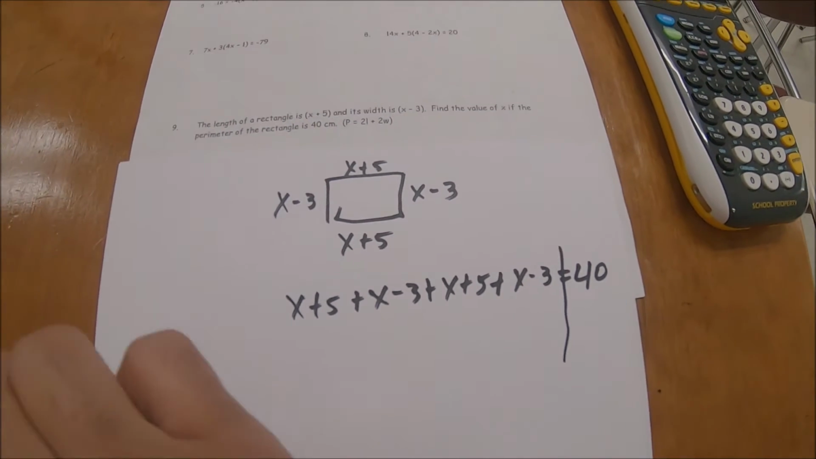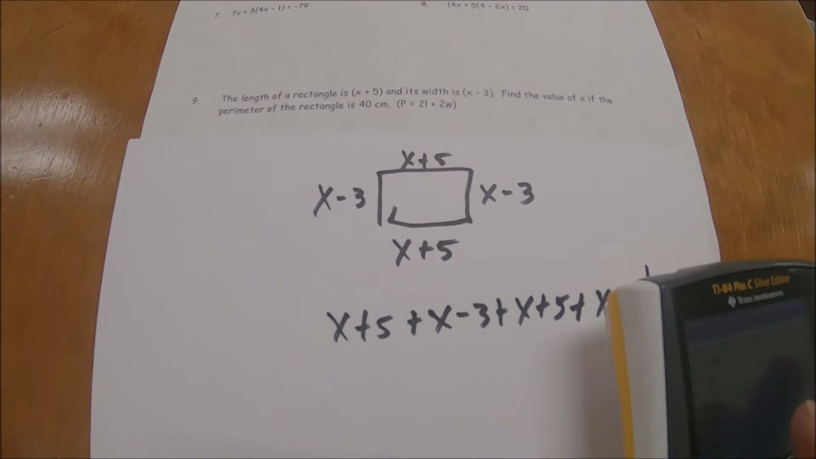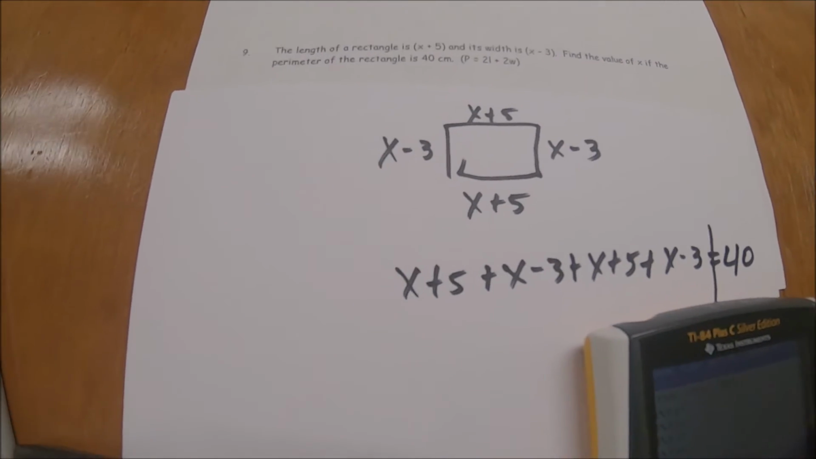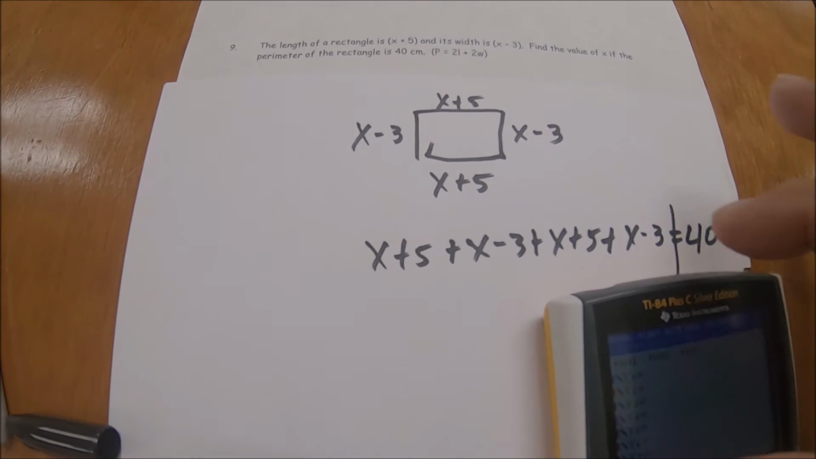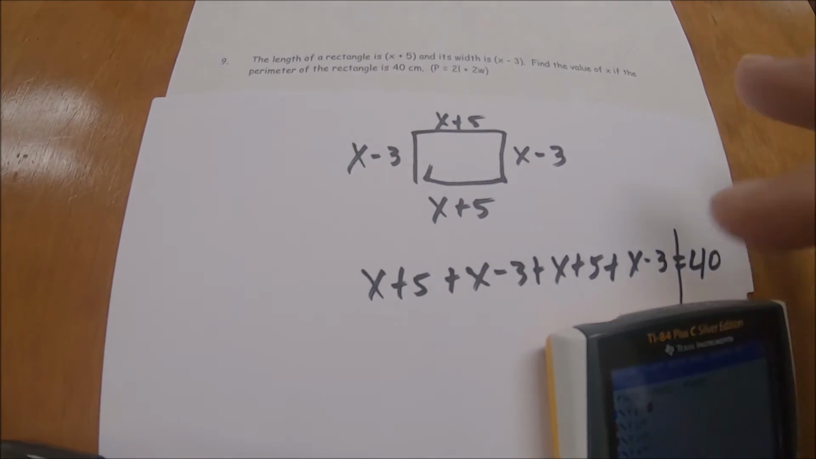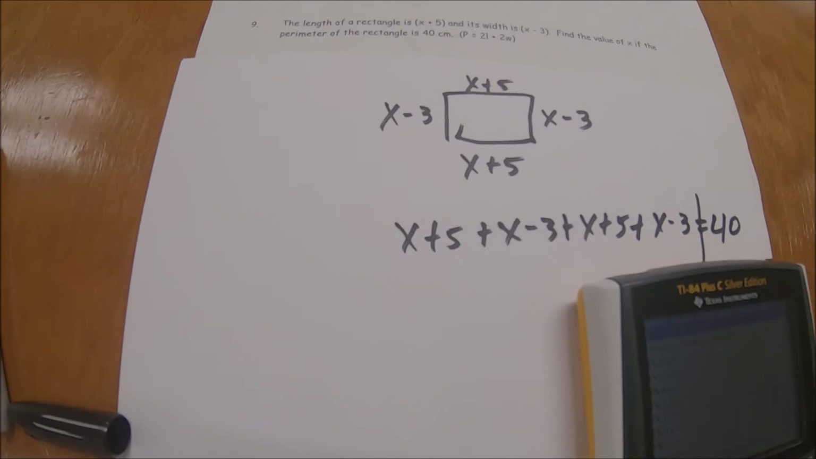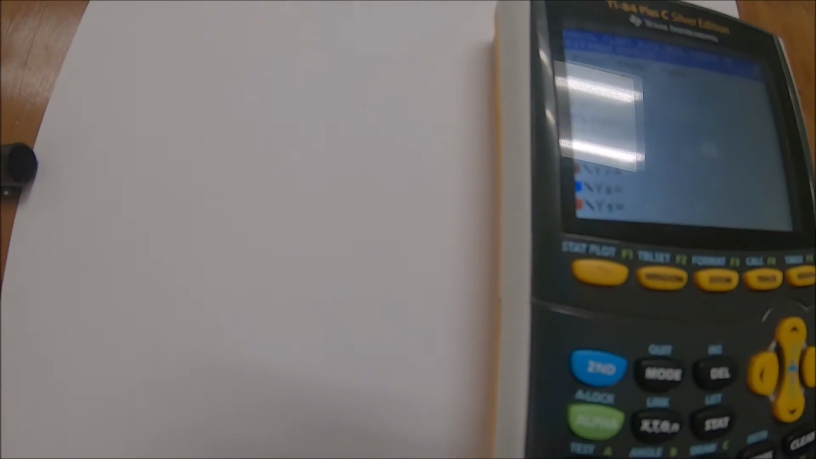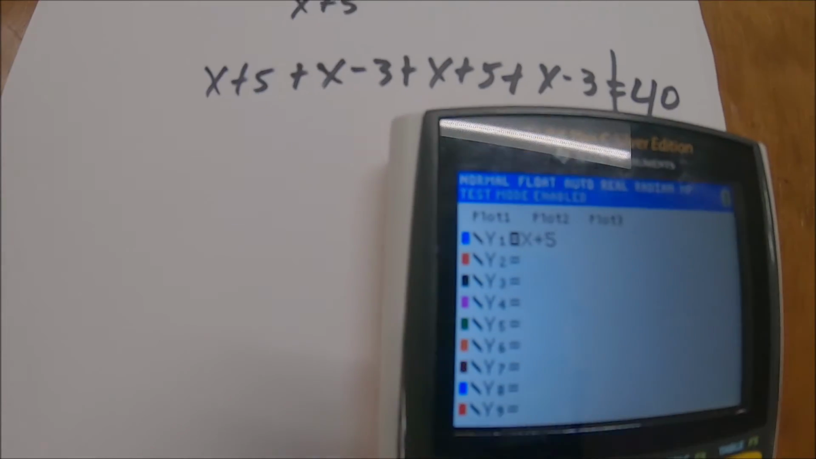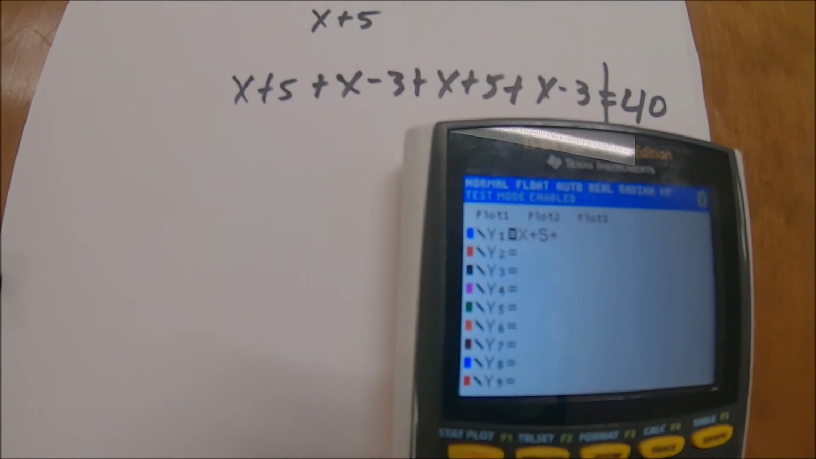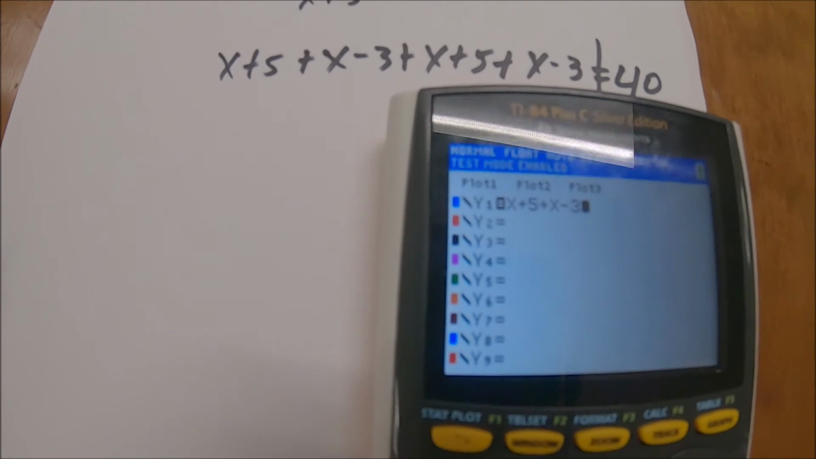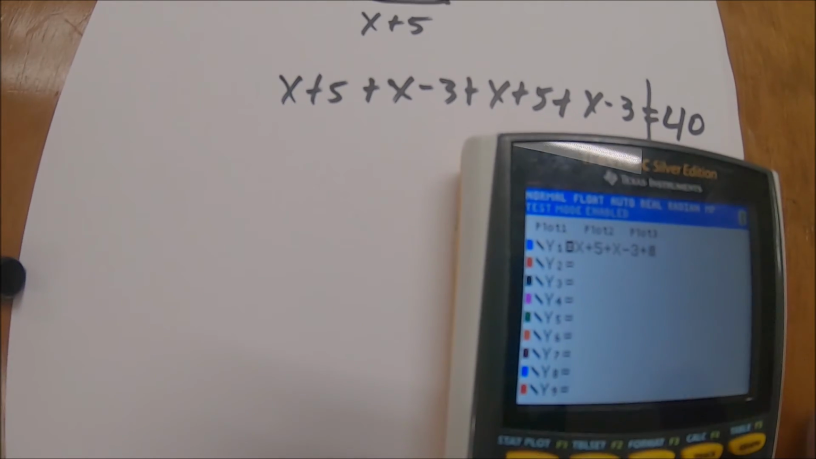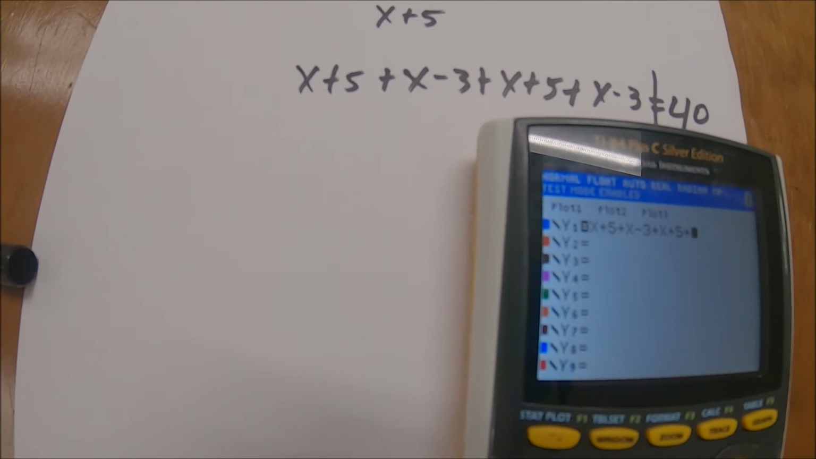Now in your calculator, all you need to do is either enter them like that, but some of my kids combine like terms, which is another way to put it in your calculator. Most kids will put it in like this, and the X key is right beside the Alpha key, so that's how you put in your X. So X plus 5 plus X minus 3 plus X plus 5 plus X minus 3.